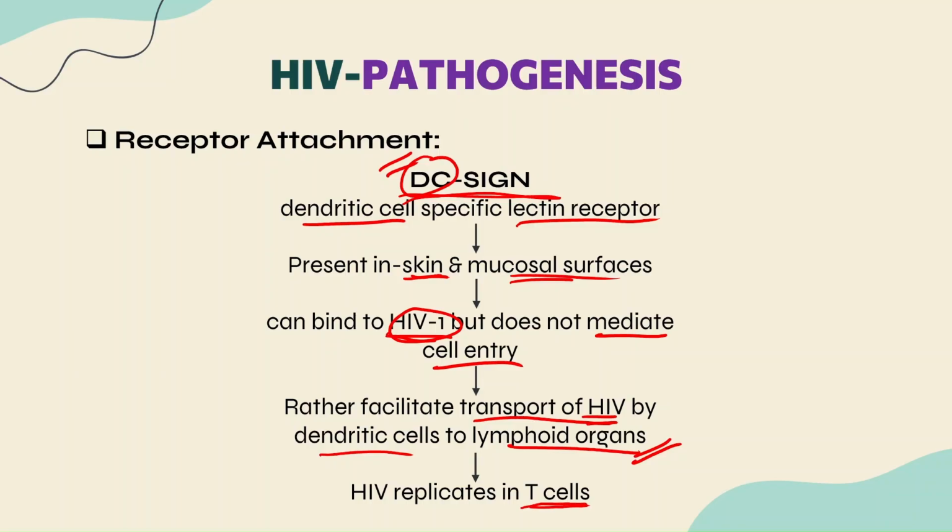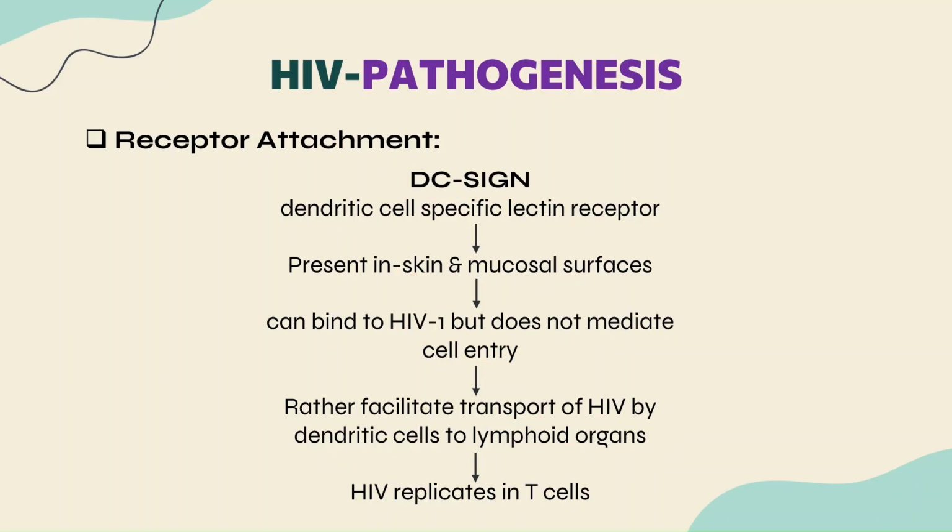So the concept of DC sign is also clear. It is just a receptor, a dendritic cell receptor. It's a lectin receptor which is present on our skin and mucosal surfaces. It will only help in binding and transportation. It is not going to mediate cell entry for HIV. Clear? So that was all about the receptors.